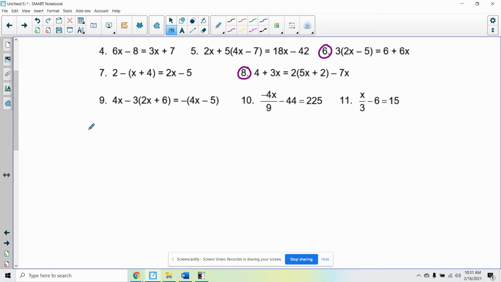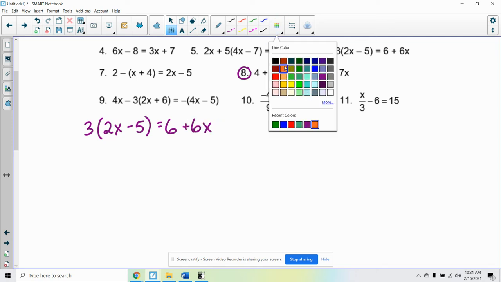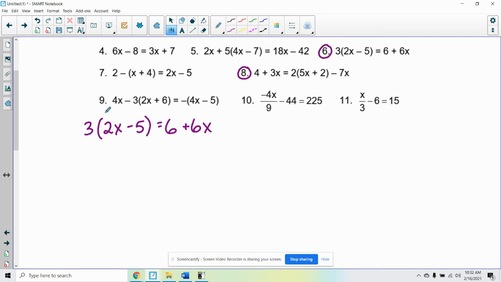So this is going to be, I'm just going to rewrite it. 3 times the quantity 2x minus 5 equals 6 plus 6x. So I have parentheses. The first thing I want to do is multiply to get rid of these parentheses. So I'll multiply the 3 by each term in the parenthesis. So this is going to be 3 times 2x, which is 6x. 3 times negative 5, which is negative 15, equals, just rewrite the right-hand side, 6 plus 6x.